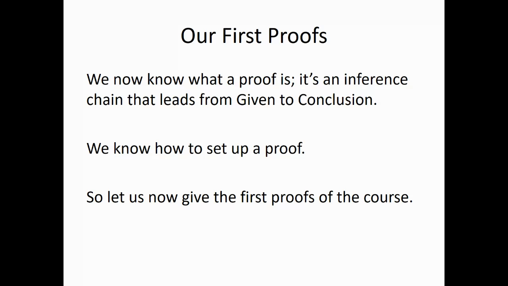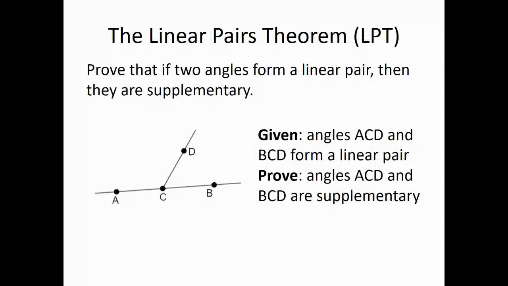It's an inference chain that takes us from a given to a conclusion. We know how to set up a proof. That is, we know to draw the picture and to make the given, and the proof refers specifically to that. So let's now give some proofs.